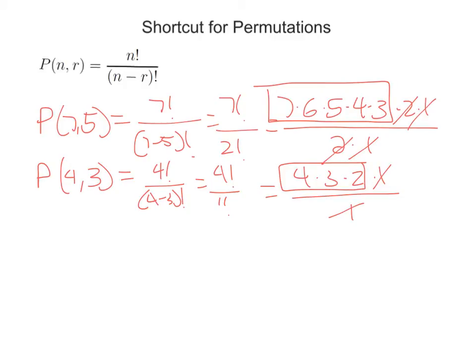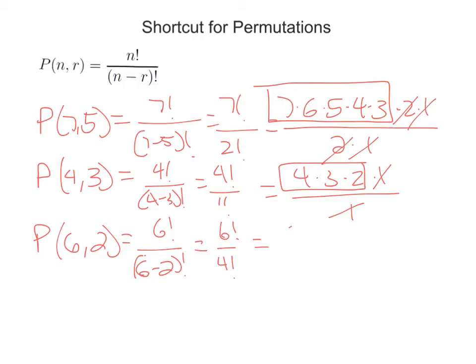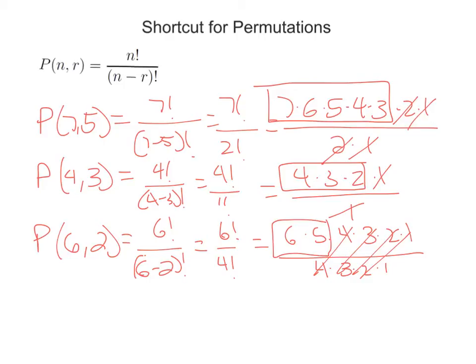One more. Let's say we have the permutation of 6 things taken 2 at a time. So this is 6 factorial over 6 minus 2 factorial, which is 6 factorial over 4 factorial. So this is 6 times 5 times 4 times 3 times 2 times 1 over 4 times 3 times 2 times 1. And the 4 factorial essentially crosses off, and we have 6 times 5.